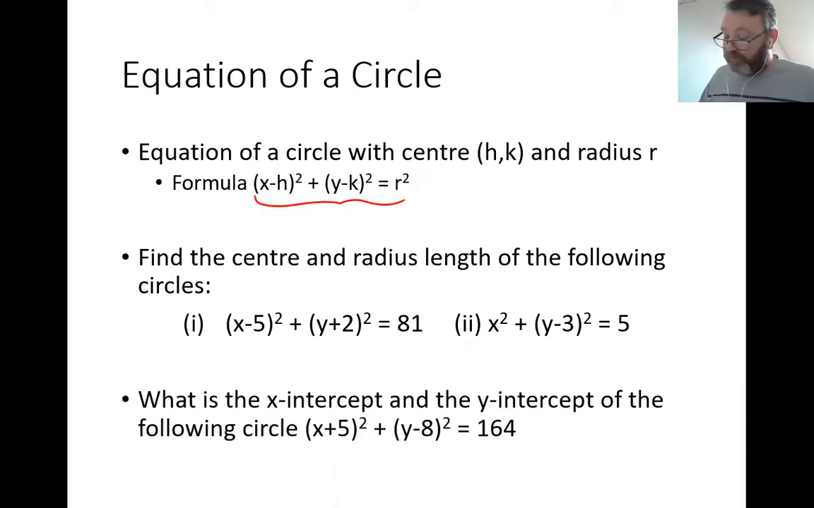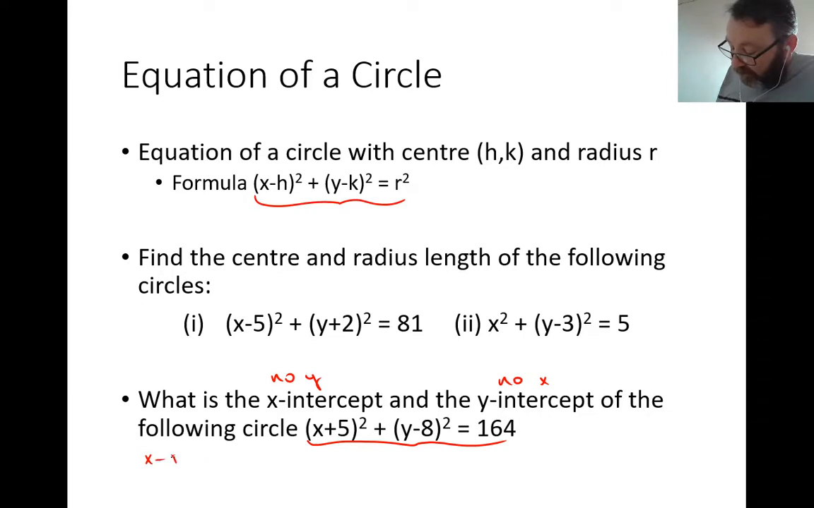Okay, look at these two. What is the x-intercept and the y-intercept of the following circle? (x plus 5) squared plus (y minus 8) squared equals 164. Now, what did we say about the x-intercept? The x-intercept means that you remove any reference to y. So the x-intercept means no y, and the y-intercept means no x. Okay, so let's take this equation and rewrite it first of all with no y. So let's get the x-intercept.